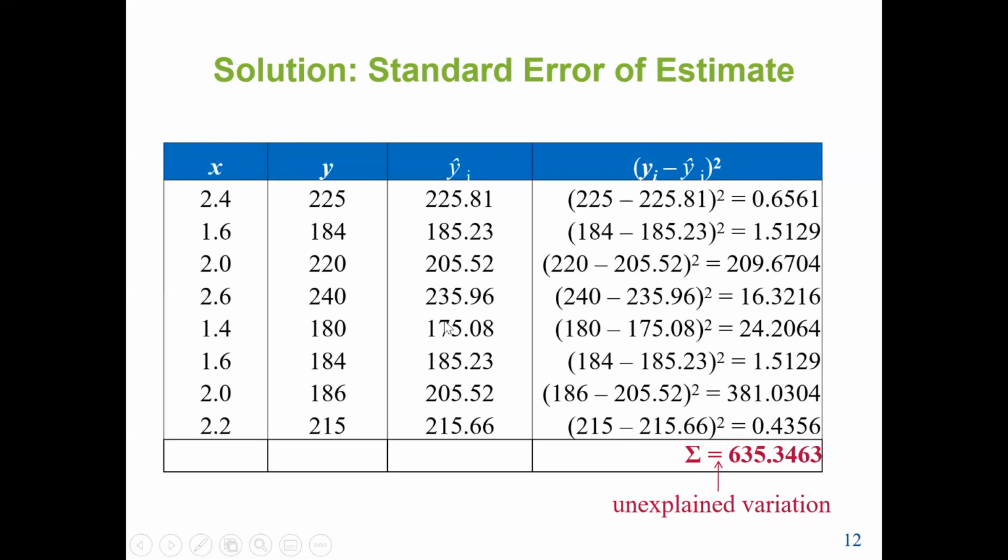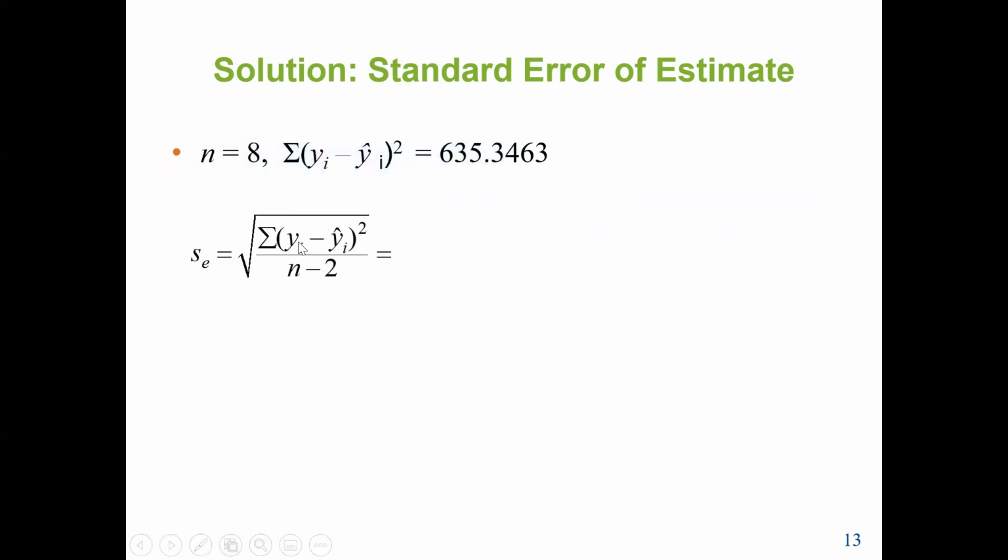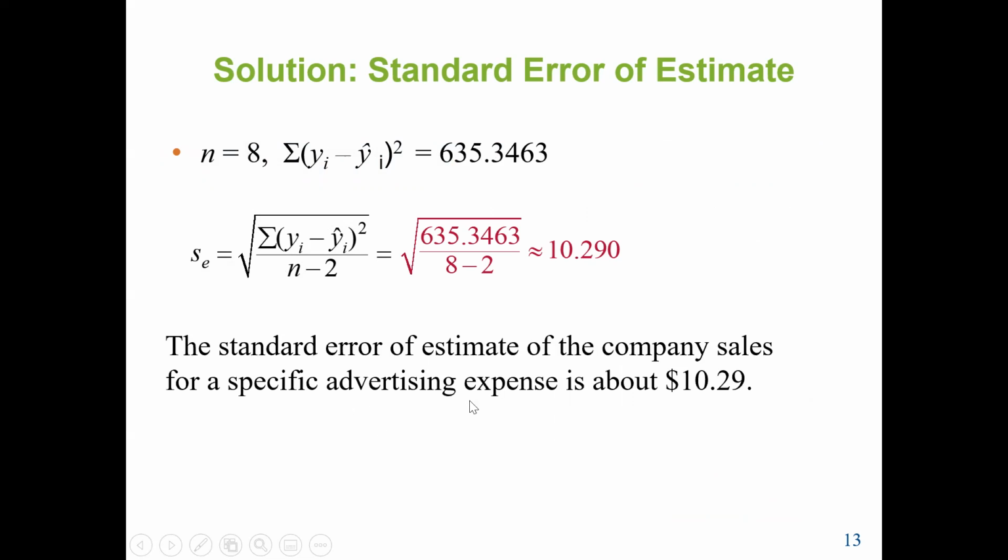Remember, the formula here is actual y minus predicted y, all squared. And this is the value here. And we know the formula is the difference of actual y and predicted y, all squared, and the sum. So that's the value we get from the table. n will be our sample size, which is 8. So we plug in the value. So this means the standard error will be 10.290. So the standard error of estimate of the company sales for a specific advertising expense is about $10.29.